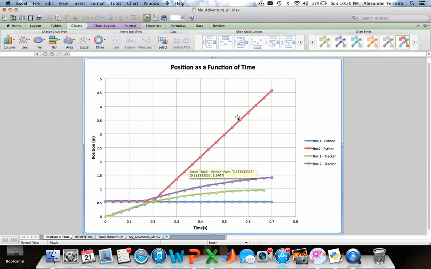You'll notice that's a very, very fast final velocity. So it's faster than we are normally predicting, and because of that, it's going farther. You'll see that its total position is a lot higher than we estimated with Python, or with Tracker rather.